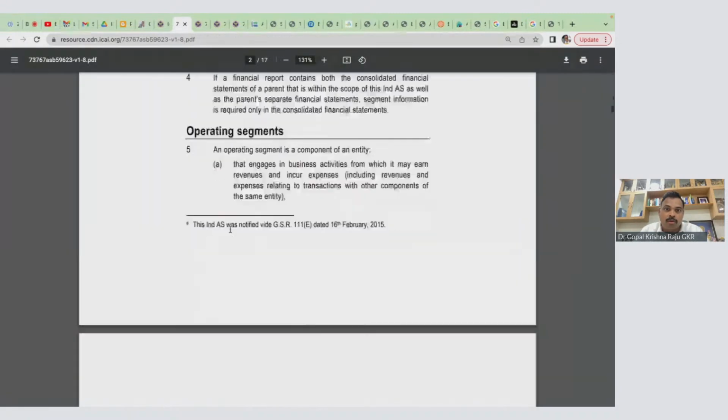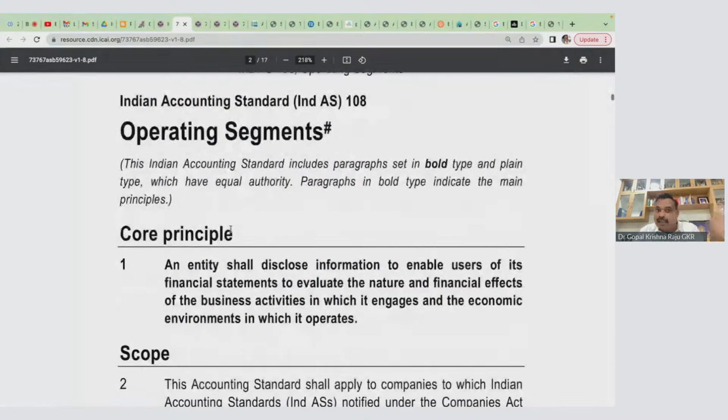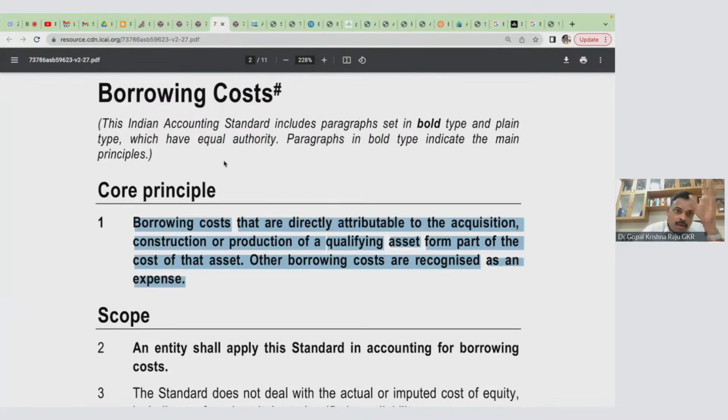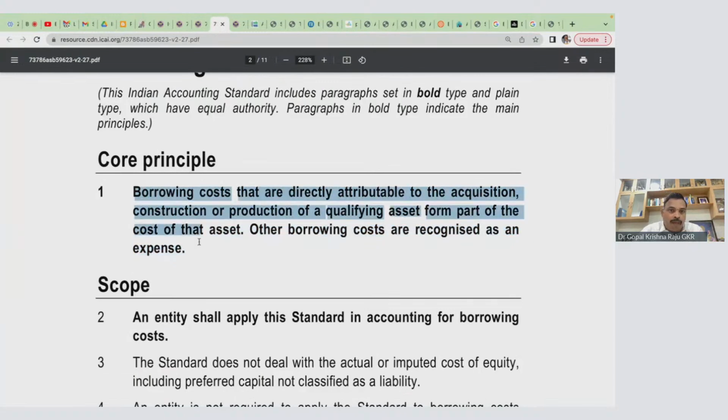I told you, this also has a core principle. All other standards don't have a core principle. They have only objectives. So what is this core principle? Borrowing costs that are directly attributable to the acquisition, construction or production of a qualifying asset form part of the cost of that asset. It's very, very important. Otherwise, you expense it. Normally, interest will be debited to the P&L account, charged as expense.